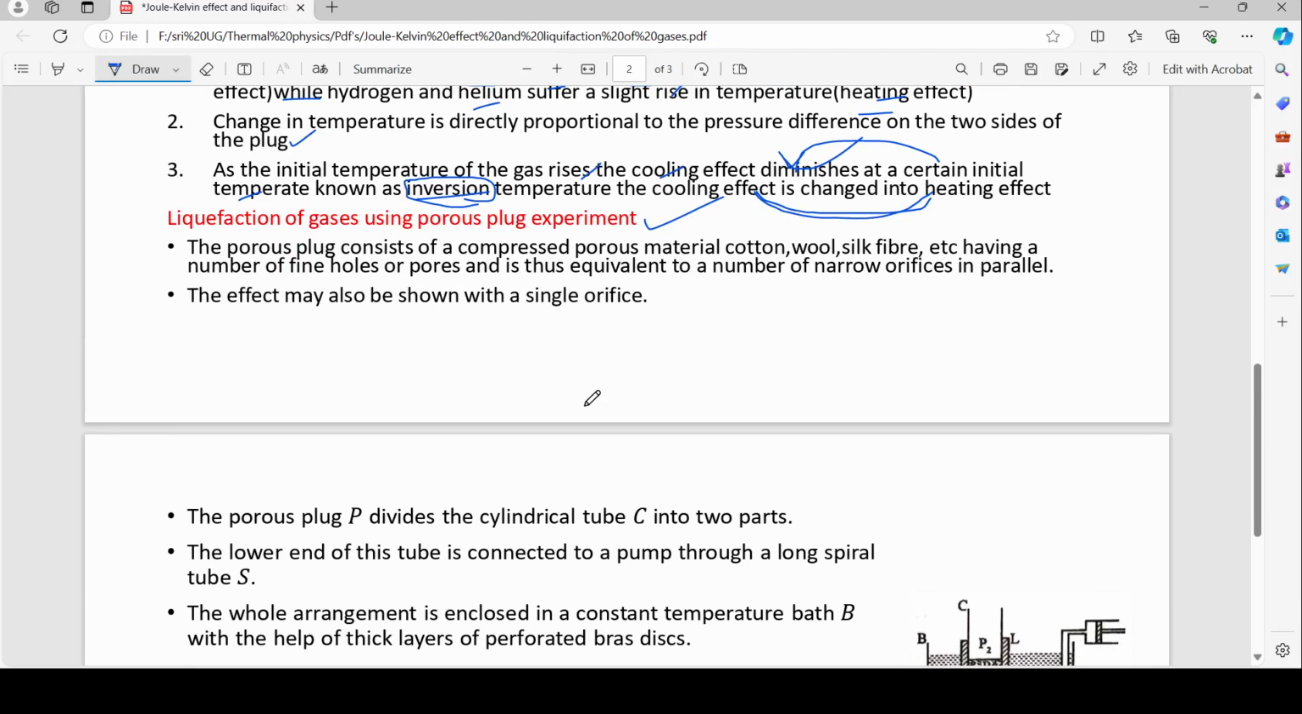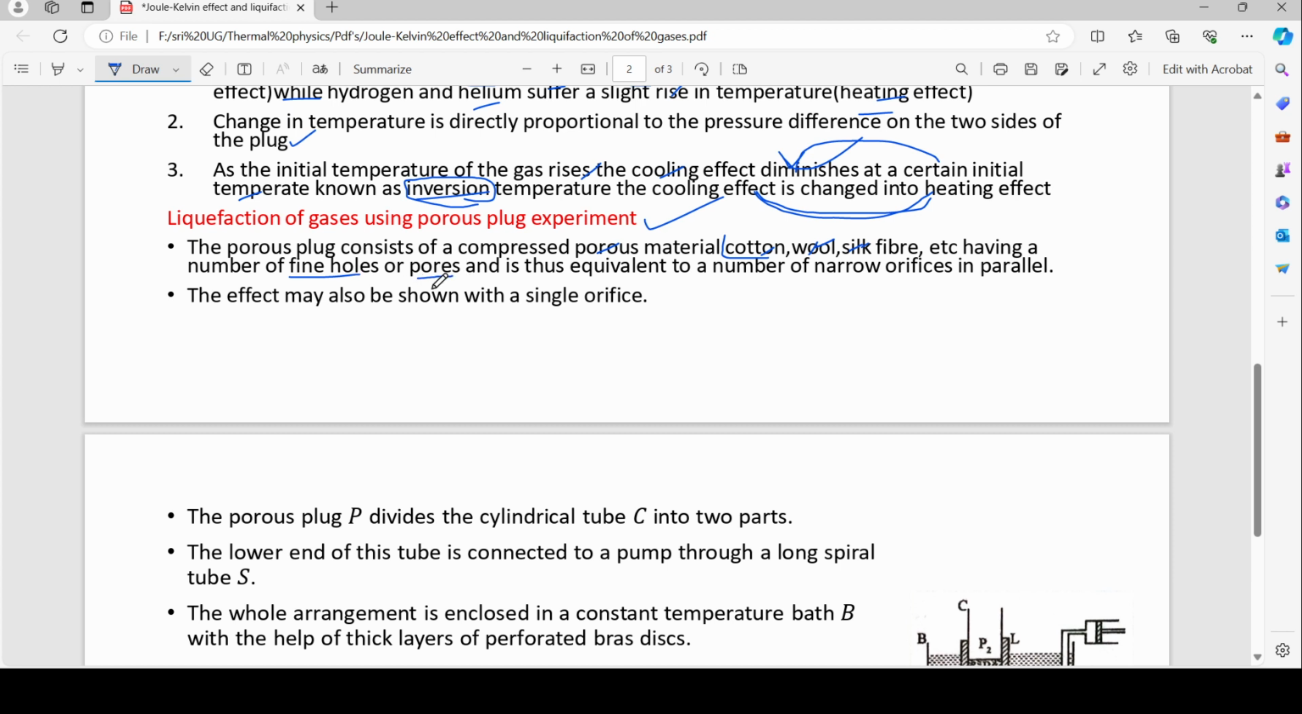The porous plug consists of a compressed porous material: cotton, wool, silk fibers. So what does a porous plug consist of? Compressed porous materials. Porous means the material has small or tiny holes. Cotton is a porous material, wool is also porous, and silk is also porous material, having a number of fine holes. They have very small holes, and the holes are also called pores.